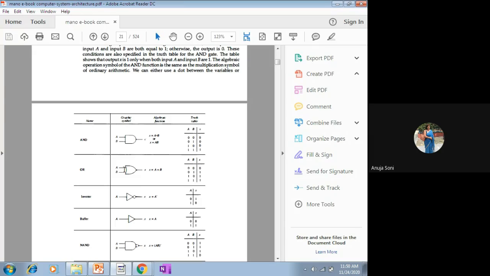What kind of questions will be given? You will be given a Boolean expression, and you will have to draw its logic circuit diagram, this kind of a diagram. This is the simplest diagram corresponding to the logic gates only, but further we'll have complex logic diagrams corresponding to complex integrated circuits.